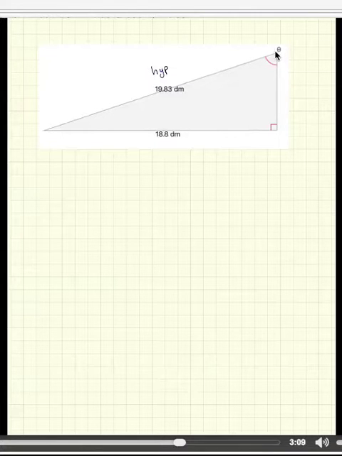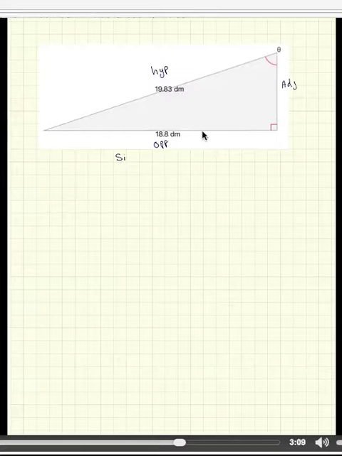Opposite of the angle that we're talking about is the opposite side, so I'm going to write opposite. And the leg left over has got to be the adjacent. Remember, adjacent means beside, beside the angle we're talking about. Now we want to find that angle, and we're given the opposite side and the hypotenuse. So opposite, hypotenuse, that's the sine ratio, so I'm going to use the sine ratio.